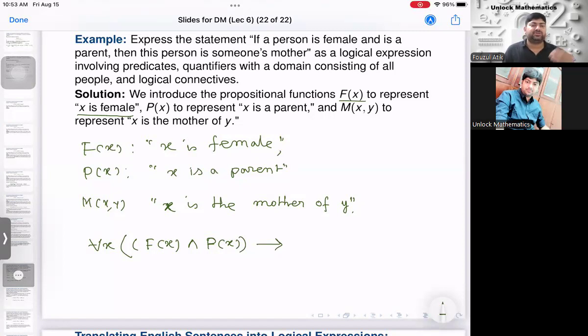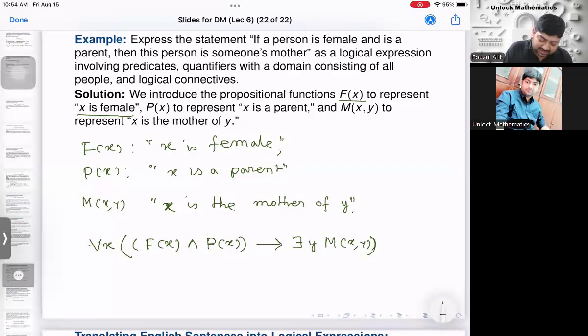So how do you do that? There must exist a child. So how do you write? So there exists a y such that M(x, y), because x is the mother of y. So there exists a y such that M(x, y). We are done.